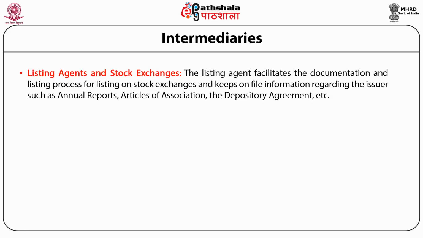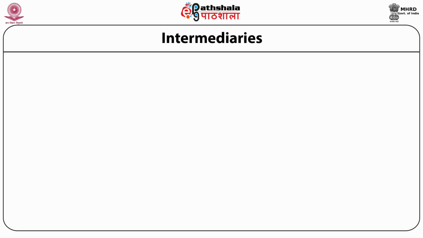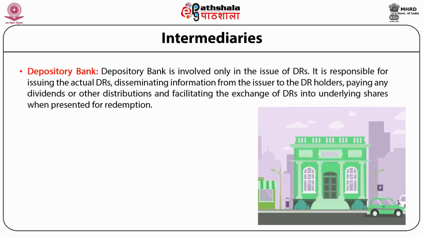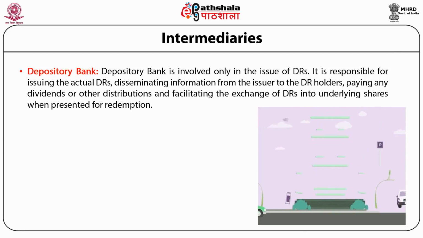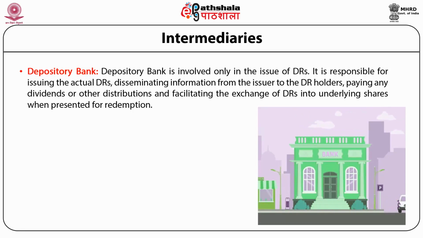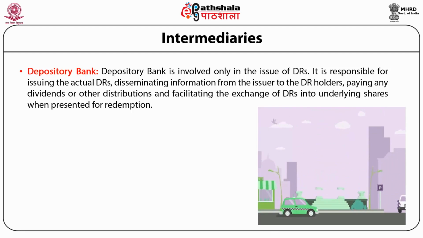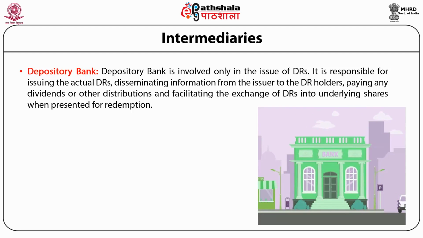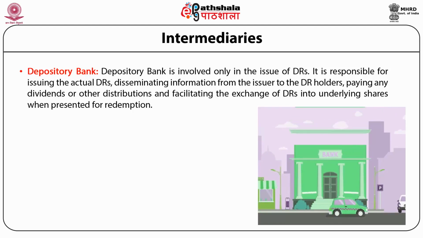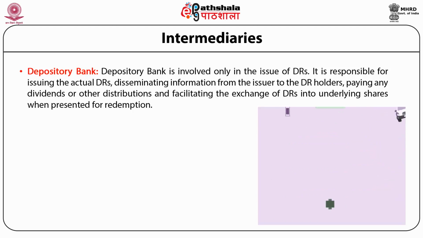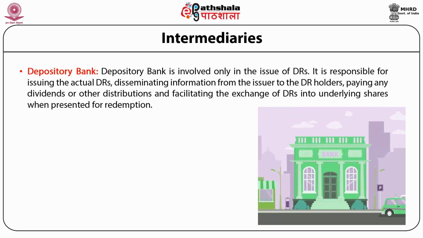Listing agents and stock exchanges. The listing agent facilitates the documentation and listing process for listing on stock exchanges and keeps on file information regarding the issuer such as annual reports, articles of association, the depository agreement, etc. Depository bank. The depository bank is involved only in the issue of DRs. It is responsible for issuing the actual DRs, disseminating information from the issuer to the DR holders, paying any dividends or other distributions, and facilitating the exchange of DRs into underlying shares when presented for redemption.